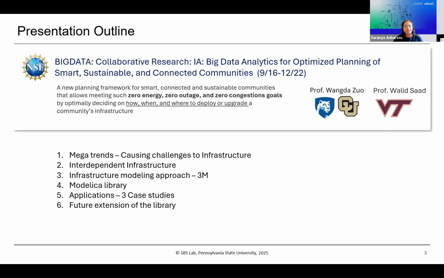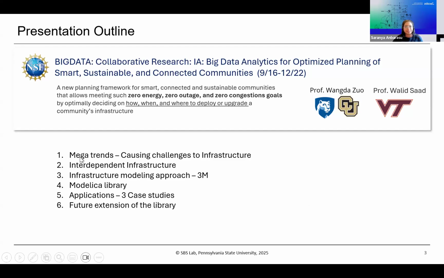The presentation outline: it's going to be the big data collaborative research, where this entire project focused on the framework for developing smart, connected, and sustainable communities, with the objective of zero emissions, zero energy, zero outage, and zero congestion. Those were the goals for optimized planning. The project focused on developing a framework that can help you decide how, when, and where to deploy and upgrade these community infrastructure systems. And that's what I'm going to present today.